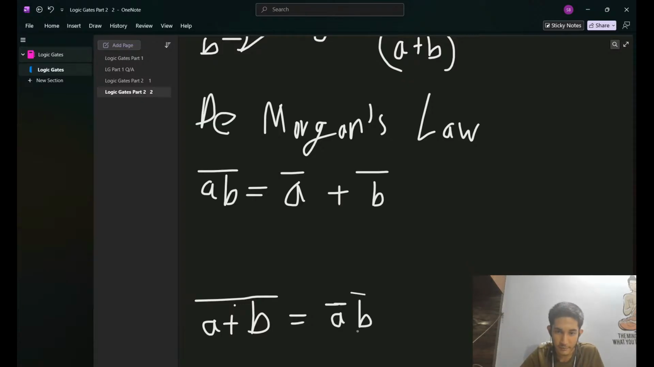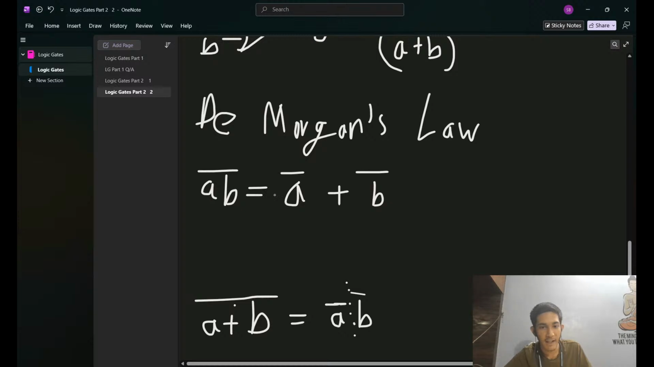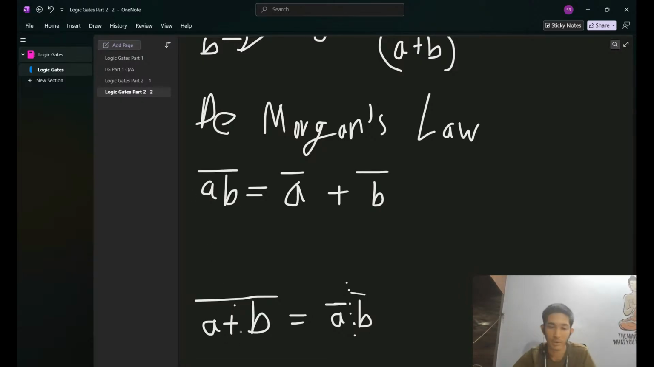Now notice something here. These two are separate, okay? We're taking A-not separately and B-not separately. Here we're taking A-not separately and B-not separately. They are not to be confused. This is not equal to this. NOT (A AND B) is not the same as NOT A AND B. Now I'll show what I mean by this.